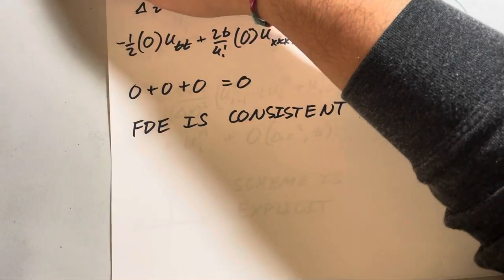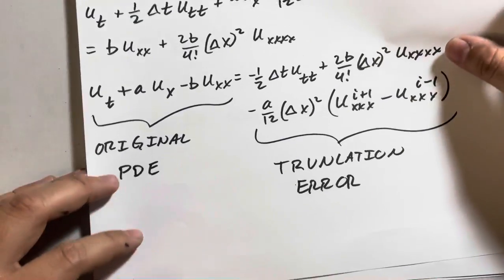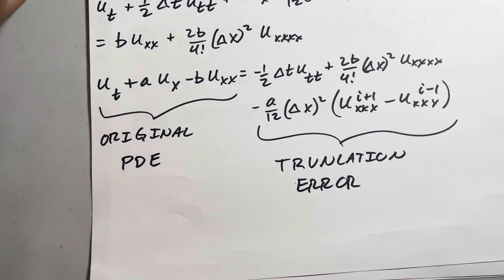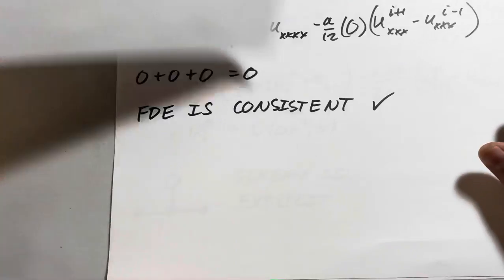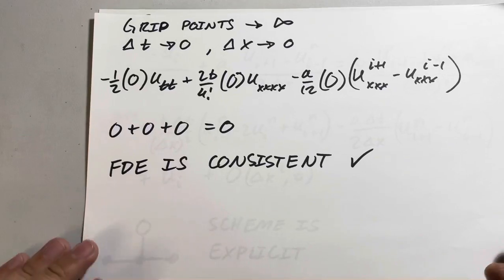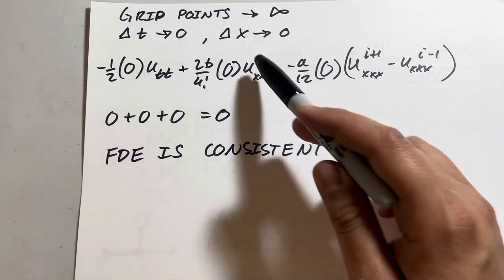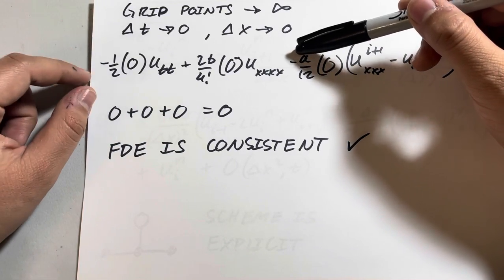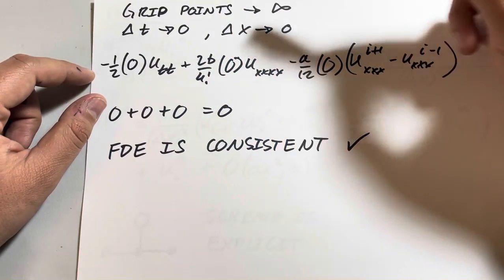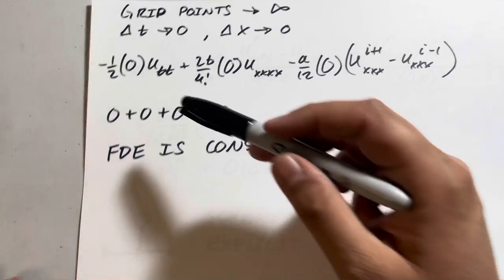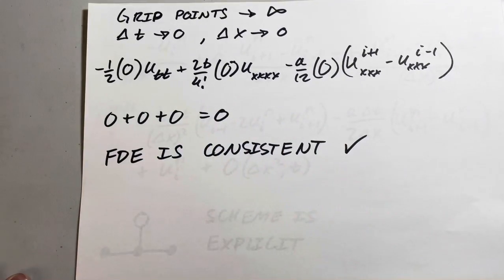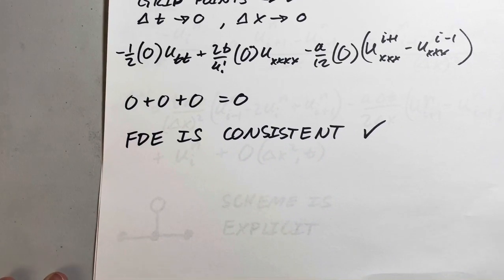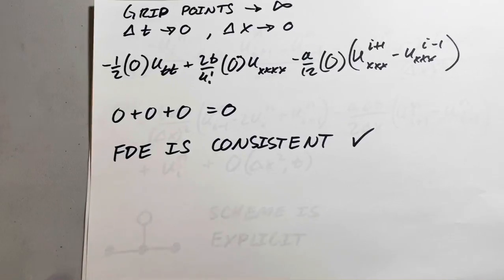Okay, so to determine if this is consistent, let's imagine that we take an infinite amount of data points, and in order to do that, we would be shrinking our discretization. So as the number of grid points goes to infinity, our delta t and delta x would approach 0. So we can go ahead and plug those in to the truncation, and 0, 0, 0 equals 0. And by definition, the finite difference equation is consistent.